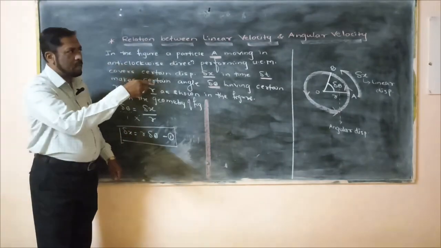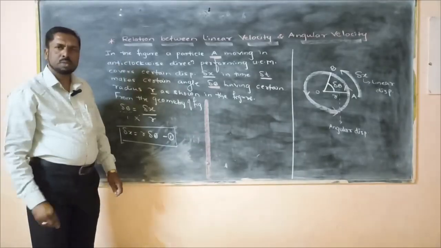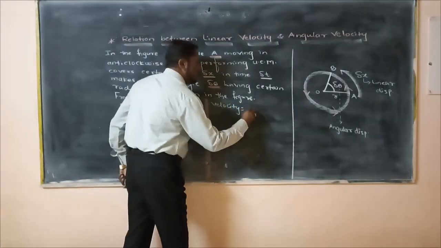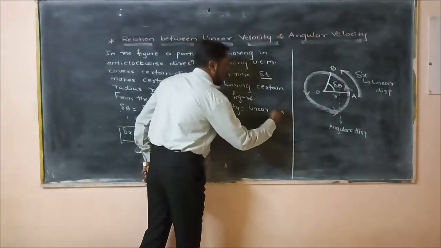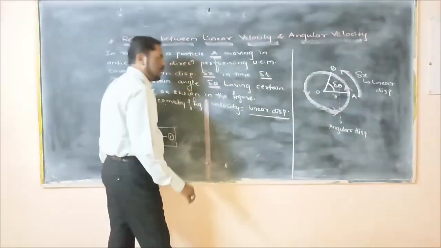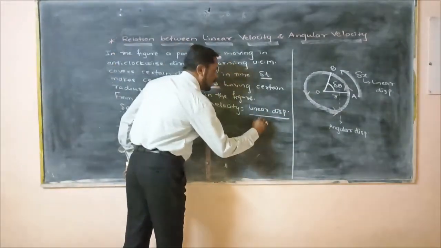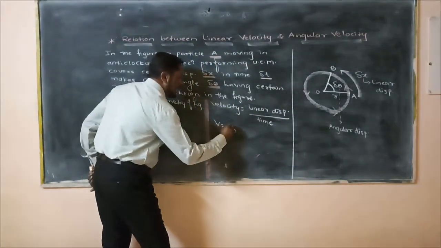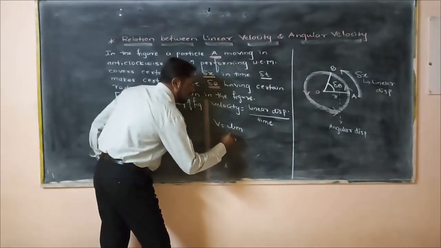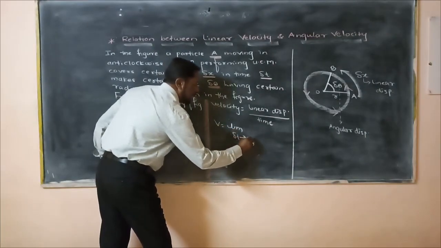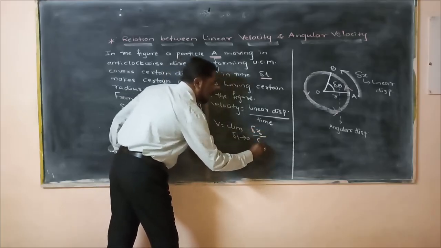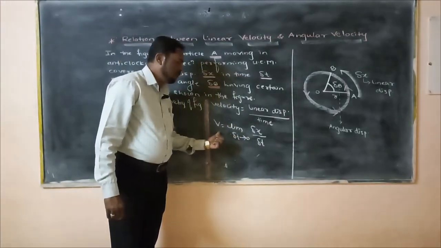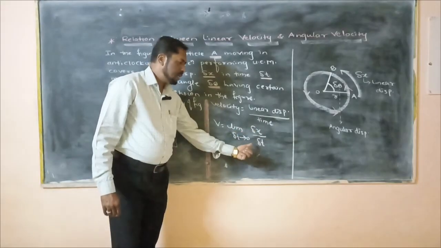We know that particle A is performing uniform circular motion. It means it has a certain velocity. What do we understand by velocity? Velocity is the ratio of linear displacement with respect to time. Mathematically, it can be written as v is equal to limit delta t tends to 0, delta x upon delta t.